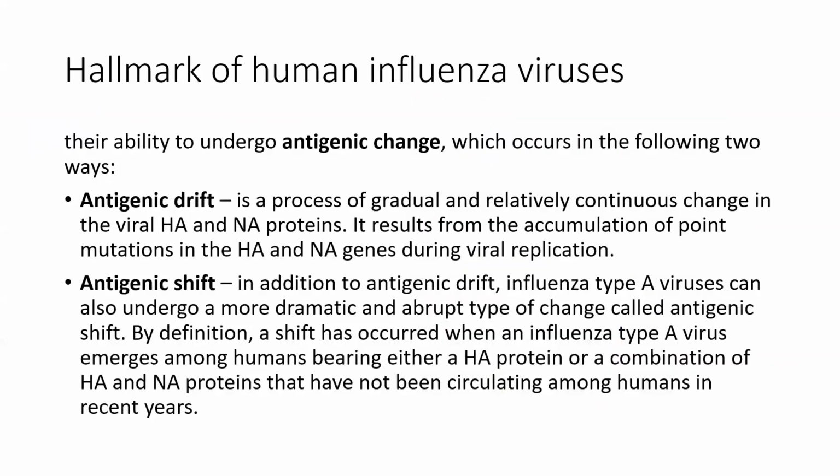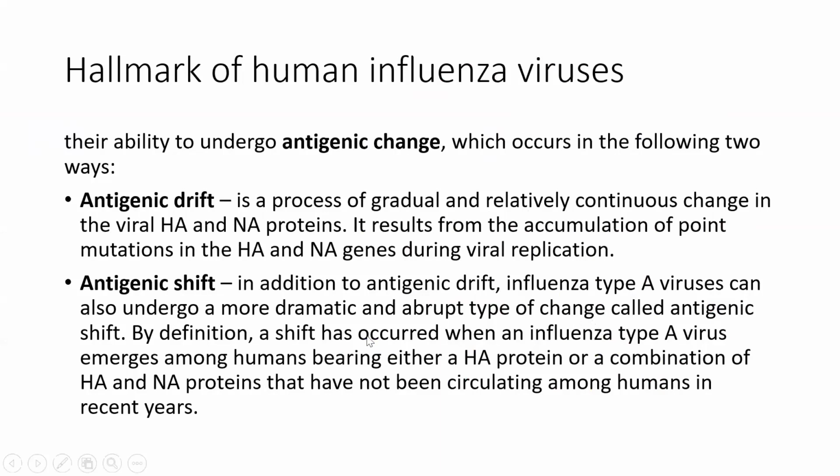What is important about this human influenza virus is that it has antigenic change. It means it can change its genetic information quite easily. The two phenomena happening here are antigenic drift and antigenic shift. Antigenic drift is a gradual and continuous process through which the HA and NA proteins accumulate mutations over time during replication. But antigenic shift is a sudden and dramatic change in these proteins, and that is also not foreseeable.